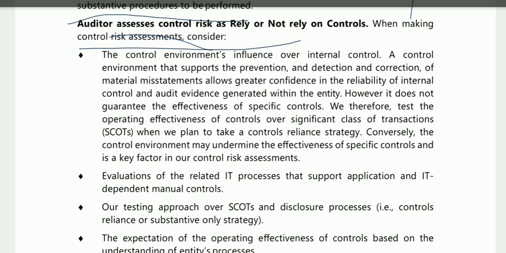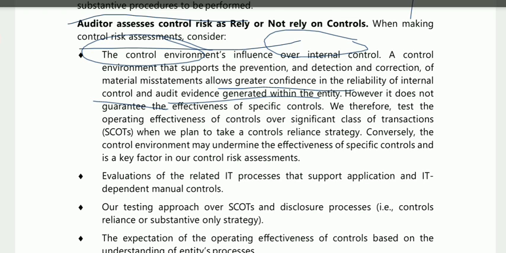The environment which you have for your controls will obviously influence the effectiveness of your internal controls, right? So a control environment that supports the prevention, detection and correction. That means by putting those controls, the management is able to prevent, detect and correct the material misstatement. So if you are finding that the material misstatement must be prevented, detected and corrected, then you can have a greater confidence on the reliability of internal control and audit evidence generated within the entity. But it does not guarantee. That means because there are obviously inherent limitations, that is why you cannot guarantee the effectiveness of specific controls also.